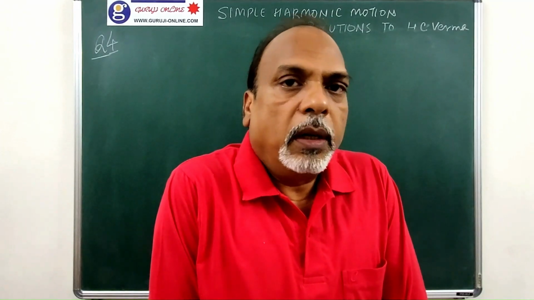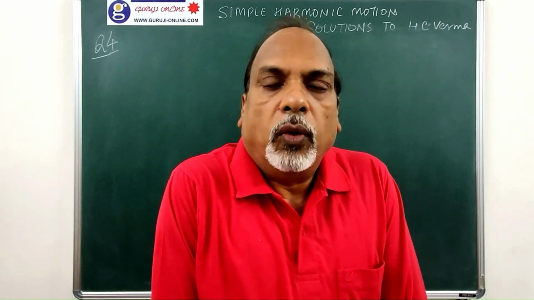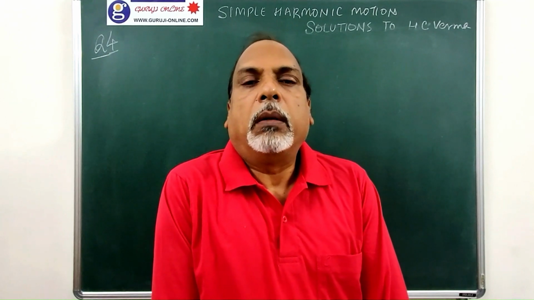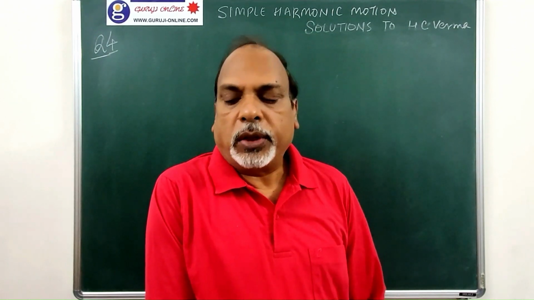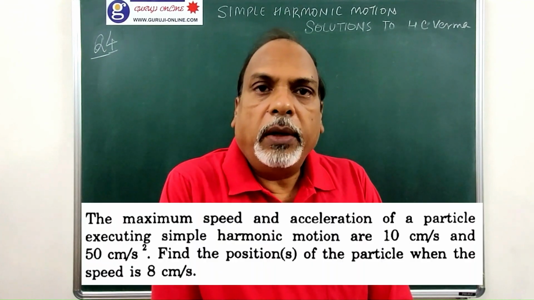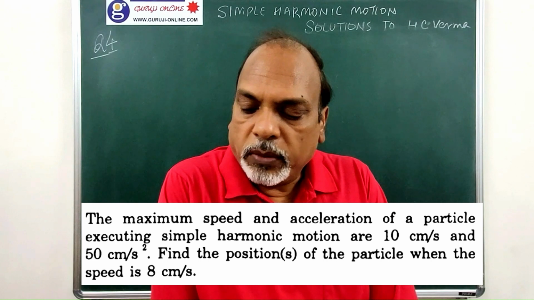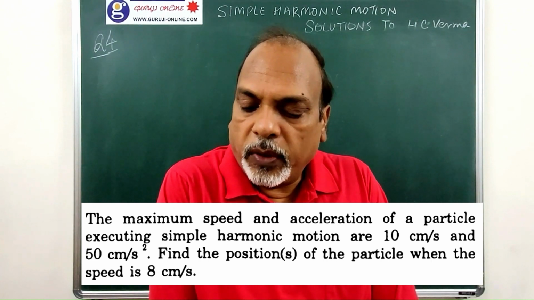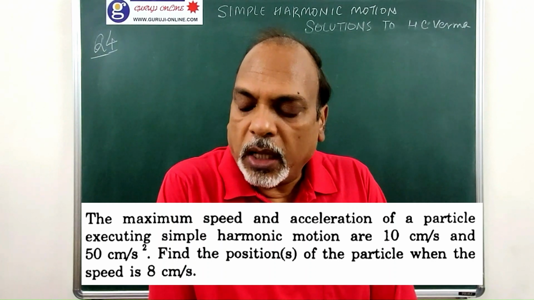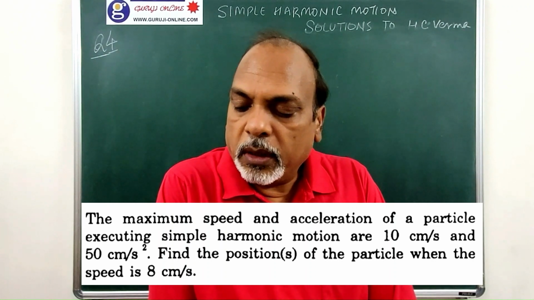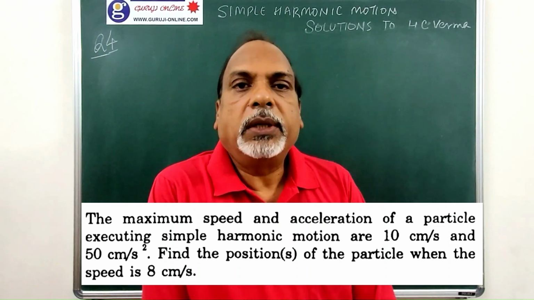Now we will see the solution of question number 4 from the SC Verma book. Question number 4 is at your screen, and I will read it out. The maximum speed and acceleration of a particle executing simple harmonic motion are 10 centimeter per second and 50 centimeter per second square.